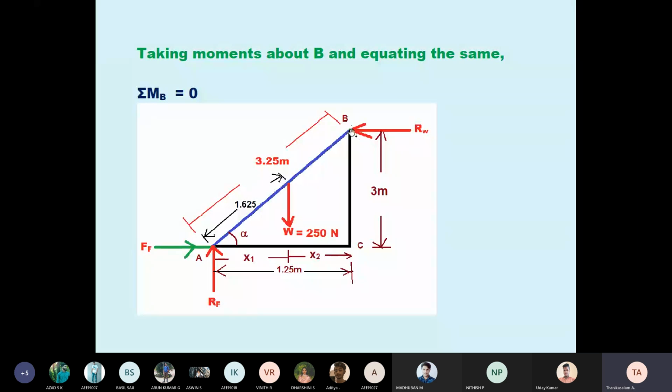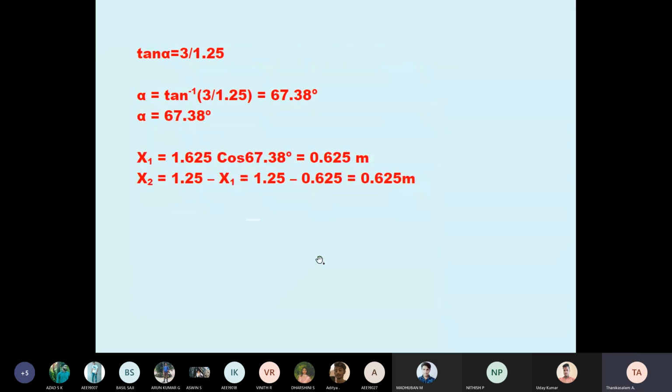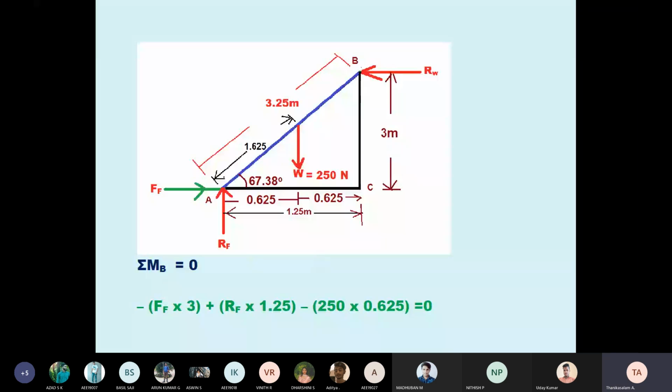See, with respect to point B, the one force 250 is vertical downward. Just imagine it is perpendicular to B. The horizontal distance is x2. Students, horizontal distance x2. Just draw the horizontal line, perpendicular. Therefore, 250 into x2, anti-clockwise. See here, 250 into 0.625 from the C distance, because we are taking B as the reference point. So 250 into 0.625, minus, anti-clockwise.